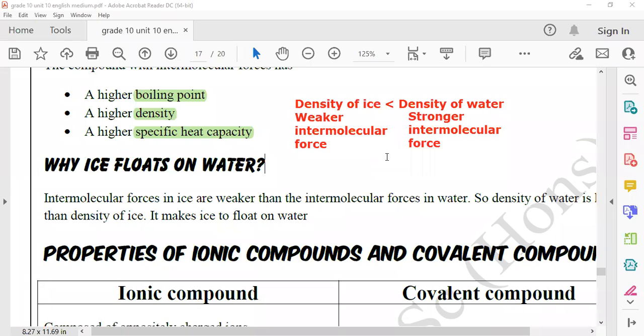Excuse me, sir. So how can that happen? Because both are the same material, sir. So how does it occur? That, in advanced level, you will study in full detail.